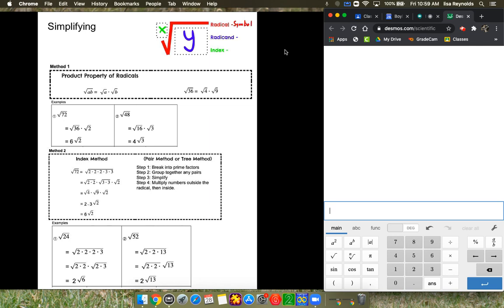The radicand is under the symbol, and the index is outside and to the left. One thing about the symbol is if there is none, then it's a 2, and that's our square root.